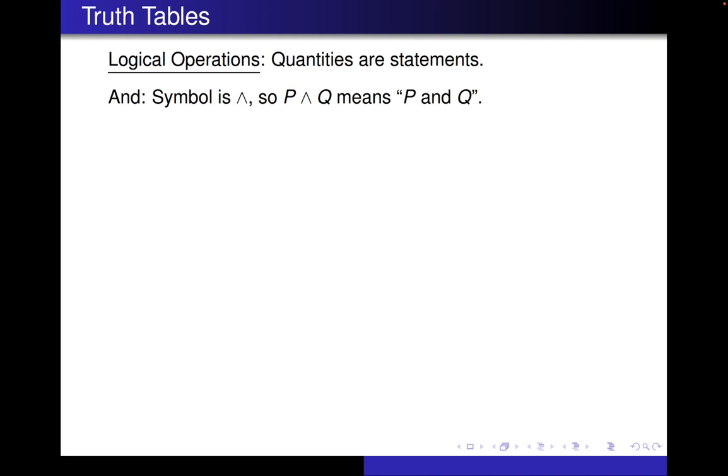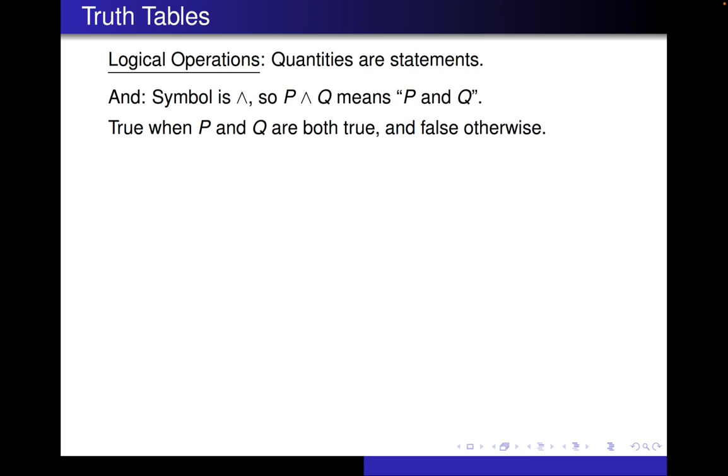Now we kind of know how the AND operation works on statements. We've actually used them, right? We know that this is going to be a true statement when P and Q are both true statements. And it's going to be a false statement when one or both of them is false. That's how we use AND logically in our statements.